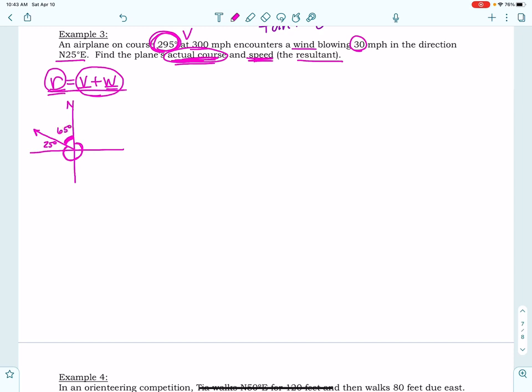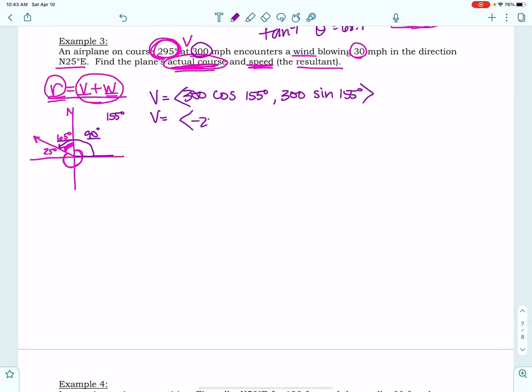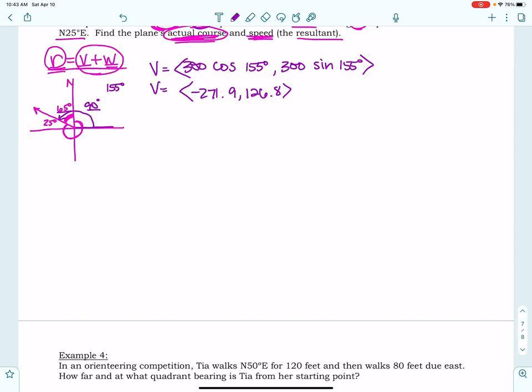Now we can find our direction angle. Remember that our direction angle starts at positive x and goes counterclockwise to our vector, so it's going to be 90 degrees plus 65 right here, so that's going to be 155. So for my original course, I take the speed, 300 miles per hour, times the cosine of the direction angle, and 300 times the sine of the direction angle. And again, all calculator, we just type this in, 2 separate values. I get negative 271.9 and 126.8.